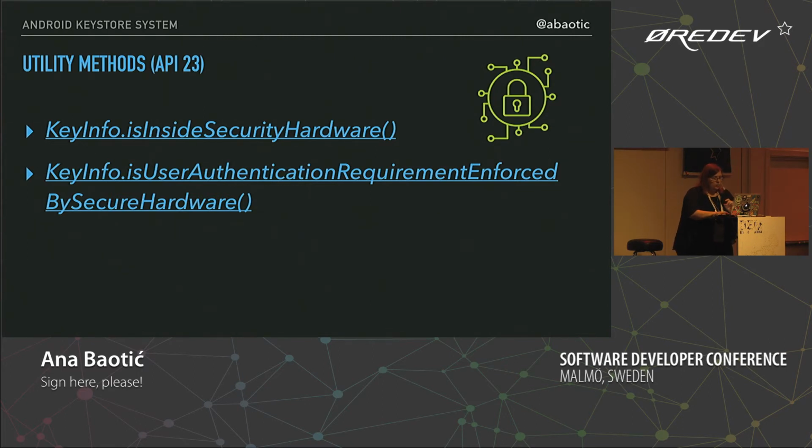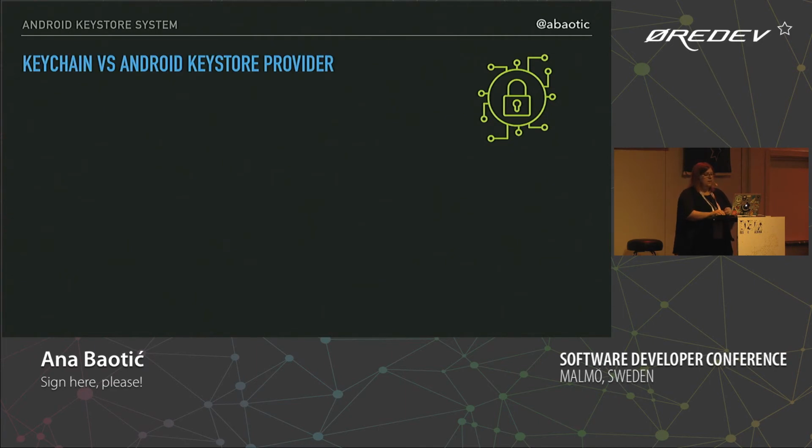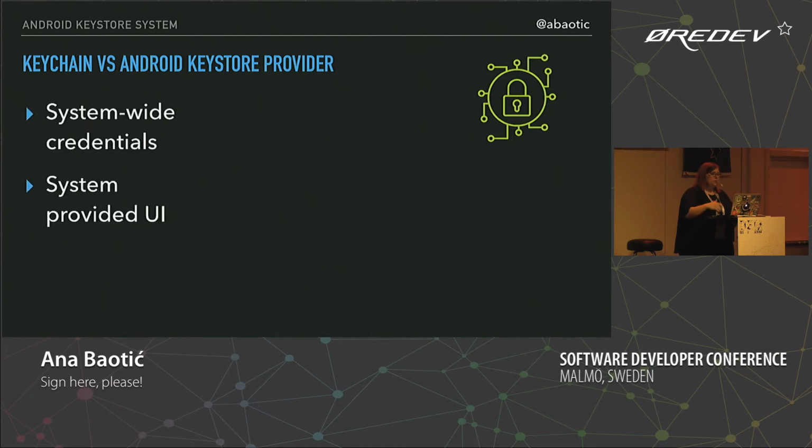And what you need to decide here is that it's not just the Android Keystore provider, you also have the KeyChain. You might use one, you might use the other based on your business needs, and that's a decision that you need to make. If you go with the KeyChain, it's accessible, I think, from API 14, so obviously a bigger number of devices will be able to use it. It has system-wide credentials, meaning that you use one set of credentials for all the things, and it has a system-provided UI, which we all know is beautiful, it's stylish, and it's right up to the point.